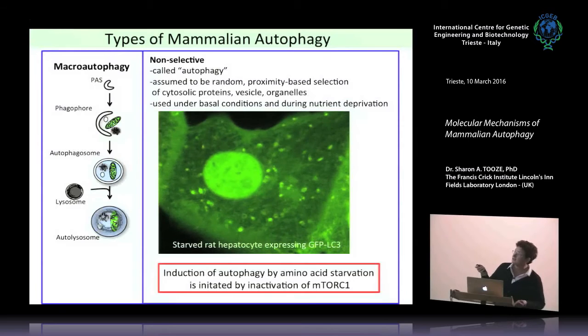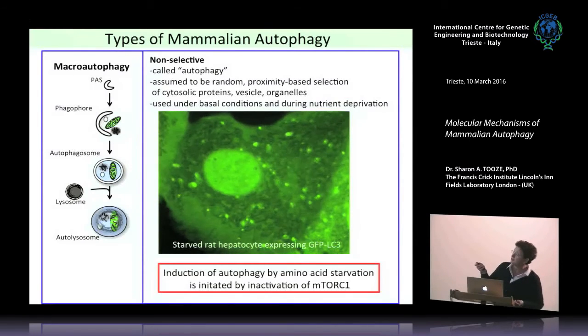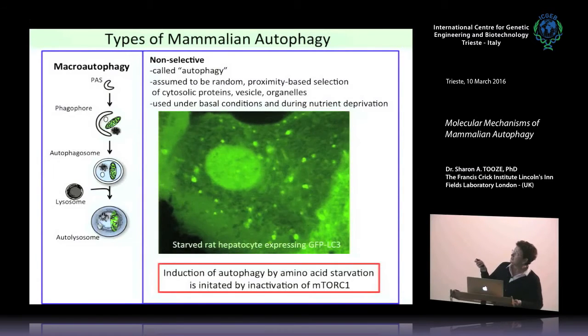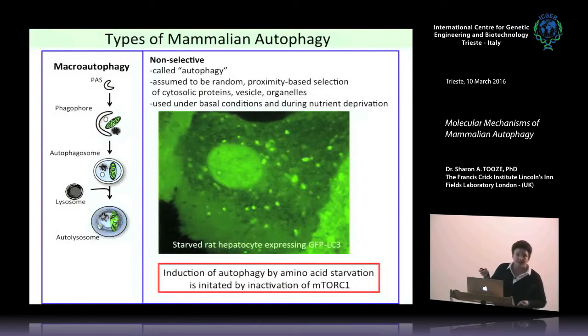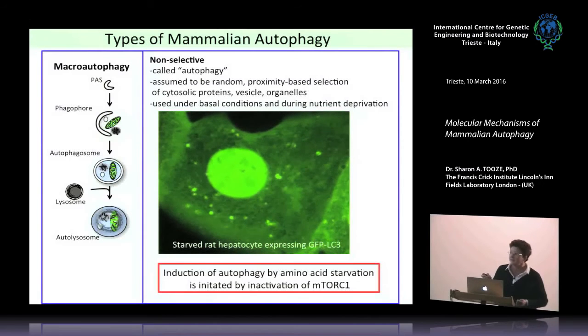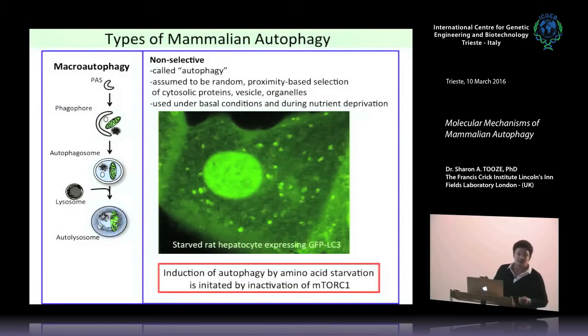So it's non-selective. It's assumed to be random, so proximity-based sequestration of cytosolic proteins, vesicles, and organelles. And it's used under basal conditions and during nutrient deprivation. So under basal conditions, it's very important to maintain good housekeeping of the cell. So the idea under basal conditions is that it identifies misfolded proteins and it identifies damaged organelles and removes them.